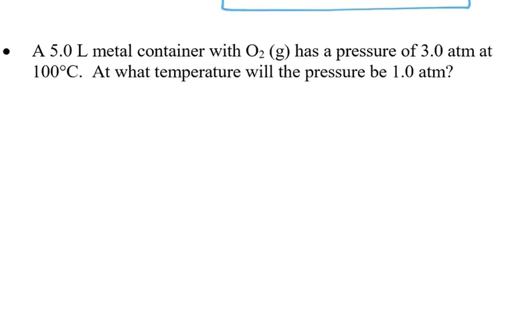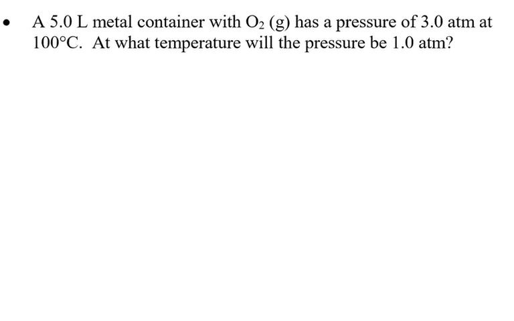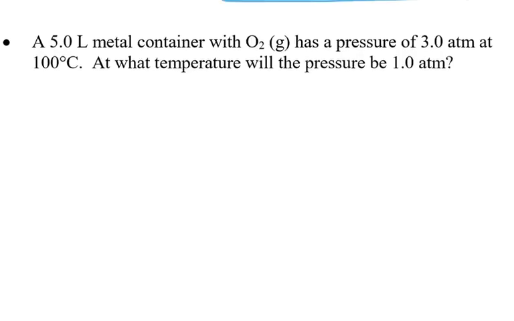Okay, last question. We have a 5-liter metal container, that's a volume, has a pressure of 3 atmospheres at 100 degrees, which we're going to change to 373 Kelvin. At what temperature, so we have a new temperature, will the pressure be 1 atmosphere? Okay, pressure, being that's a P. So I have a V, but it's a metal container, so a metal container is not going to change, so we don't need that volume. It's just going to be pressure and temperature and pressure and temperature.